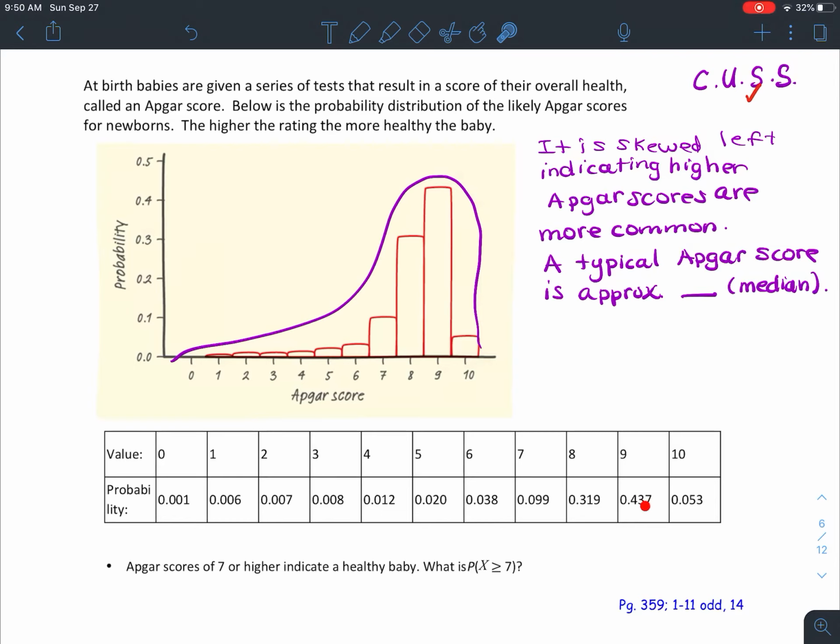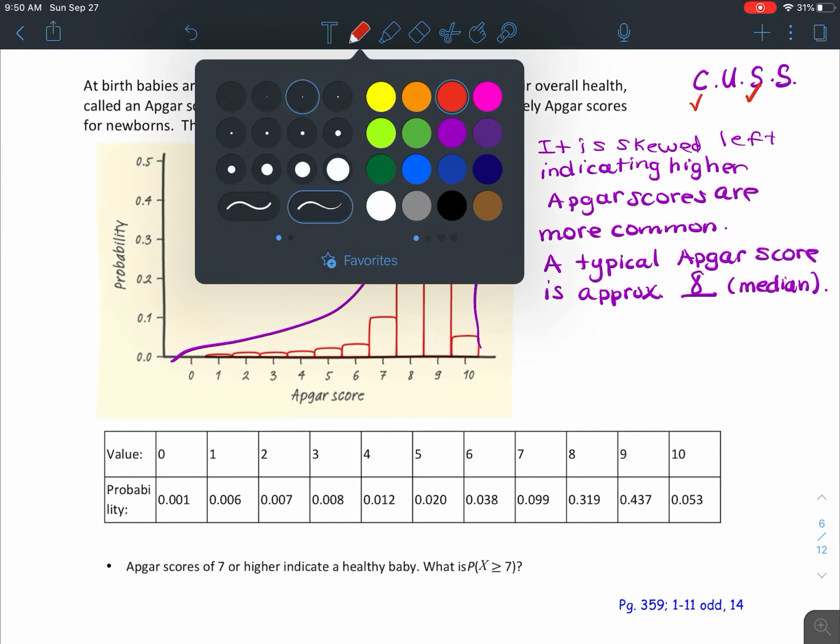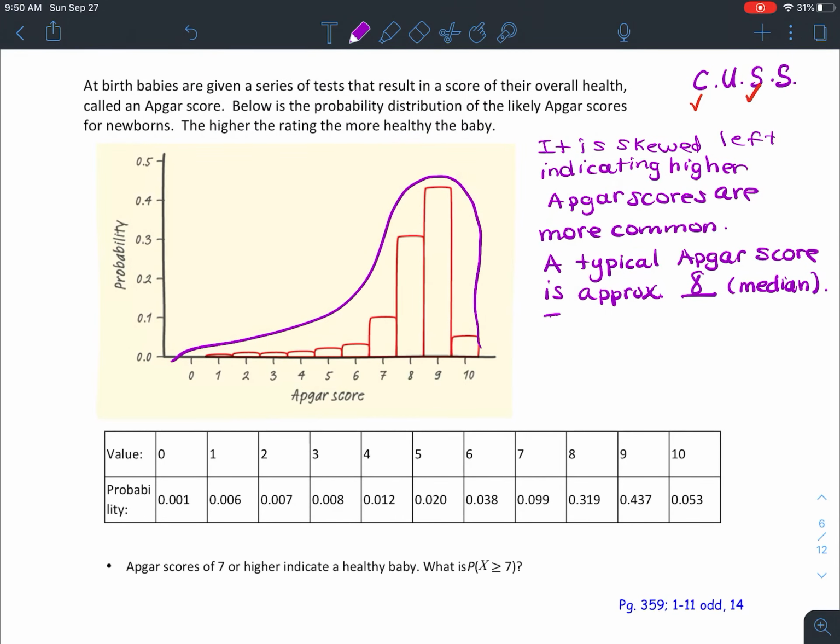So how could I get the median by looking at this? Well, I can see what the actual probabilities are here. I need to work my way over until cumulatively I've made my way to the 50% mark. I can either work from right to left or from left to right. As you add the probabilities together, you end up landing at roughly the 50% mark at an APGAR score of 8. So I'm going to say a typical APGAR score is approximately 8, and I'm showing that I'm citing the median there. That takes care of the center.